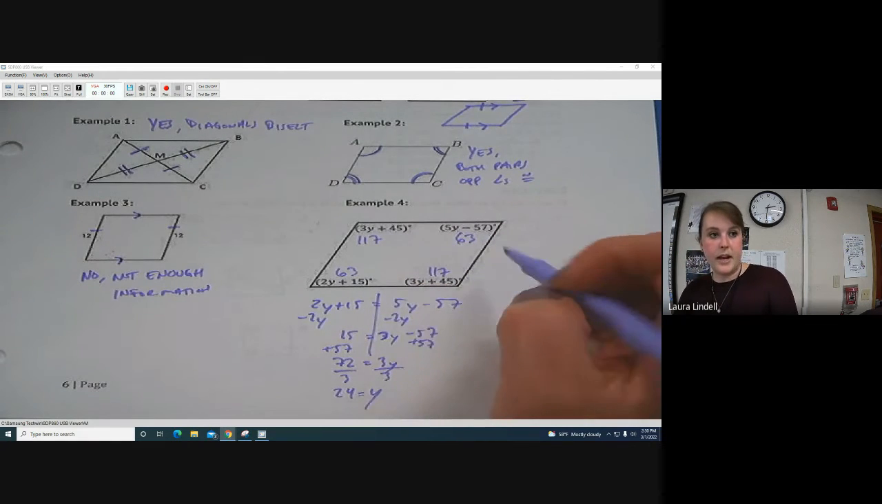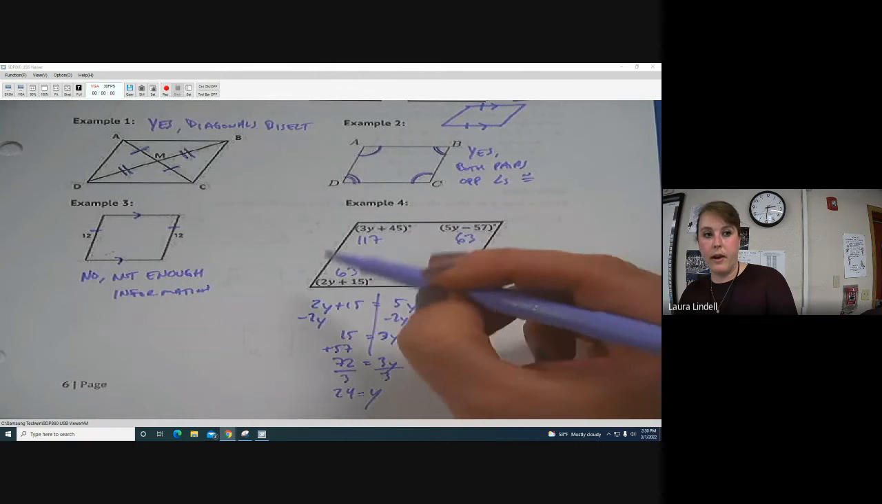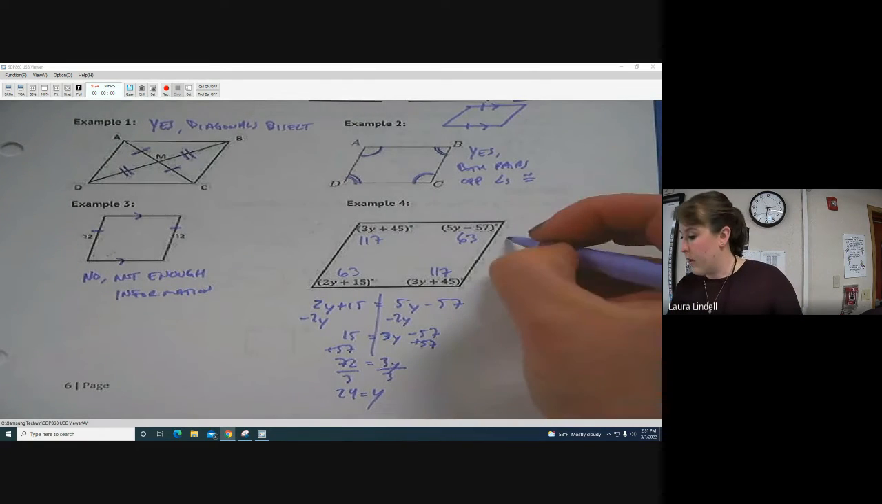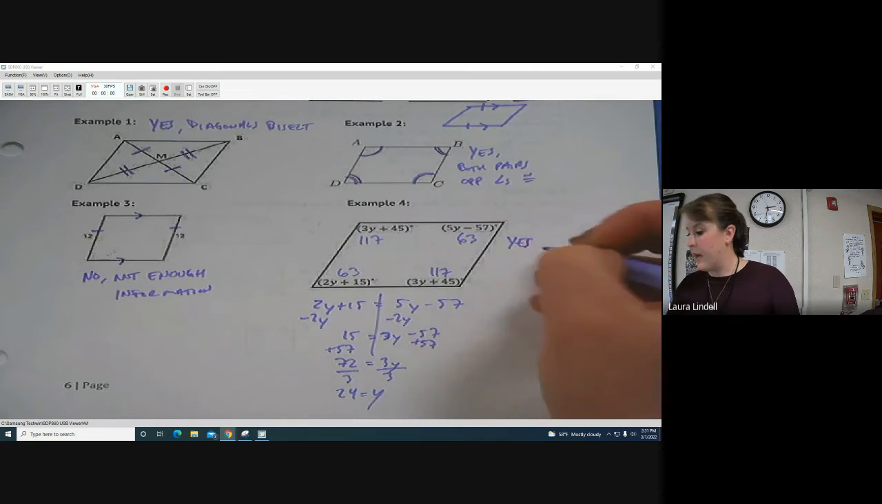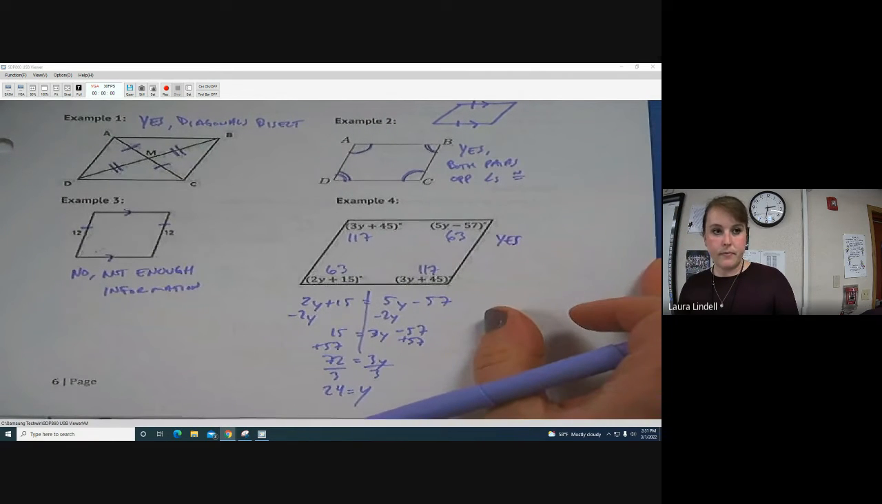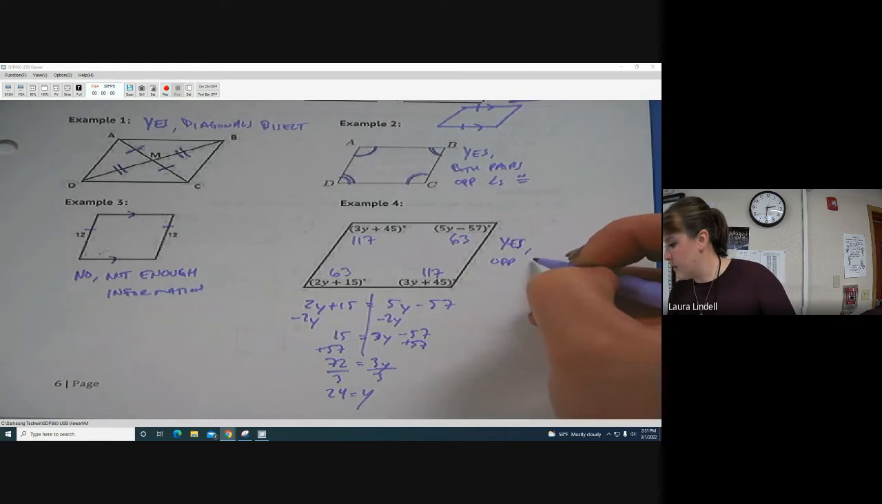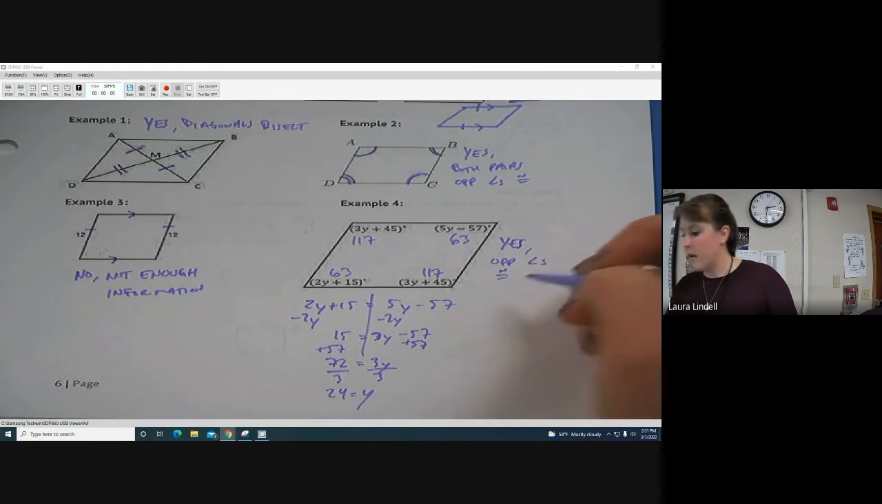I would double check and make sure that when you add them all together, you get 360, since otherwise it's not going to make a quadrilateral. But on this one, when we go 63 plus 117 plus 117, we do get 360. So that works out. So on that one, there are a few things we have to check, but this one, we can say, yes, it will make a parallelogram because opposite angles are congruent.